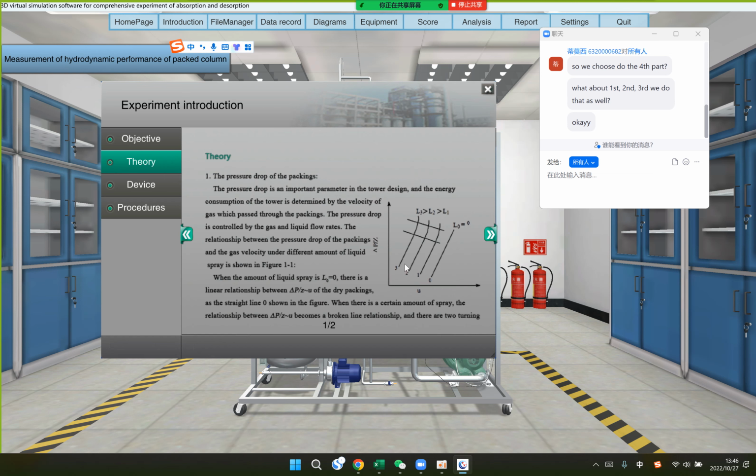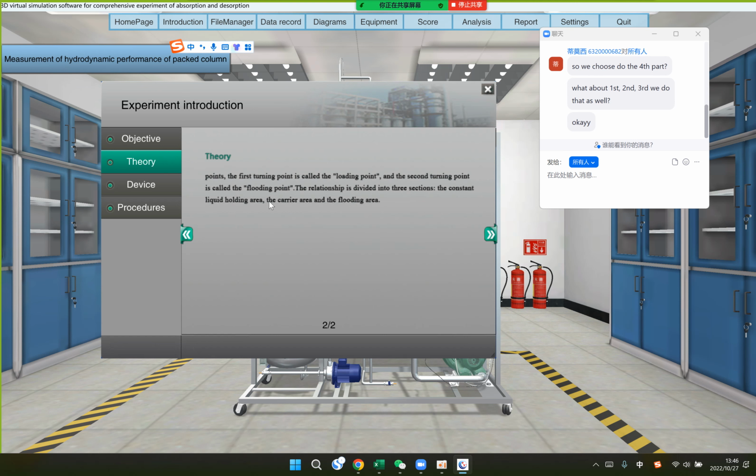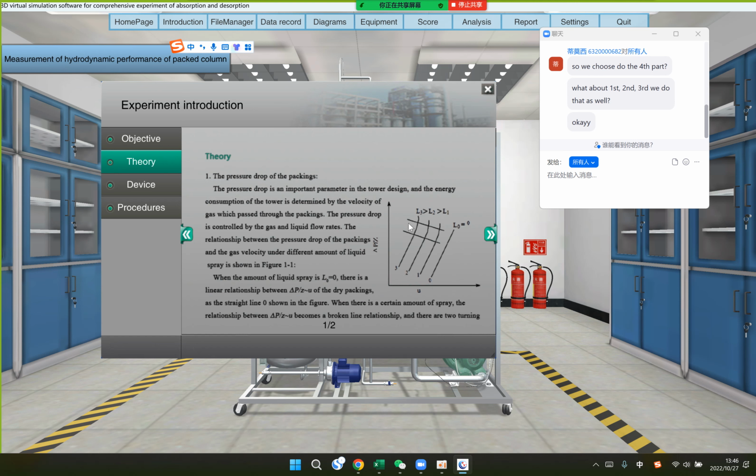So this area is the constant liquid holding area, this area is the carrier area, and this area we call the flooding area. The appropriate operating condition for the absorption tower is the carrier area. We want to make sure the liquid load and gas load between these two points are appropriate and acceptable for the operation of the absorption tower.